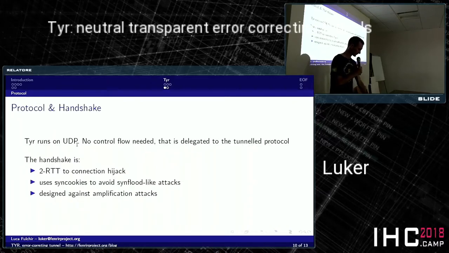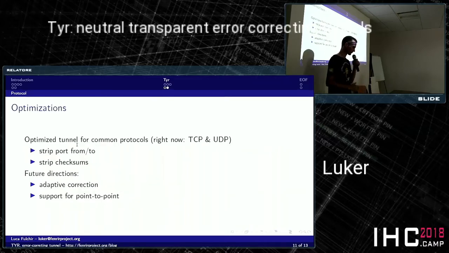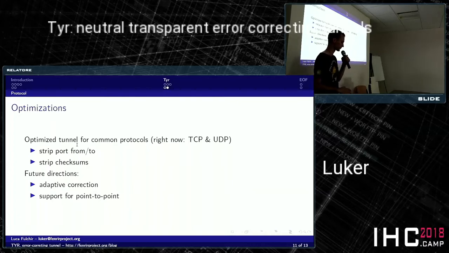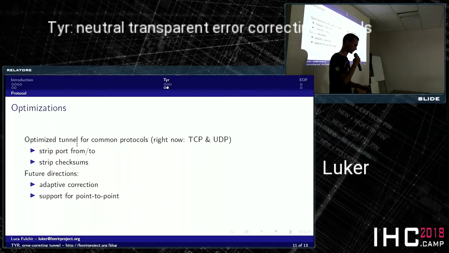I'm trying to cut a bit of things because we are short on time. Basically, things are optimized for the TCP and UDP protocols. We stripped all ports and checksums. Even in the UDP layer that we use to tunnel our tier protocol, we do not use the checksum. We set it to zero, which is a way to tell UDP not to check the checksum, because we will do it inside.